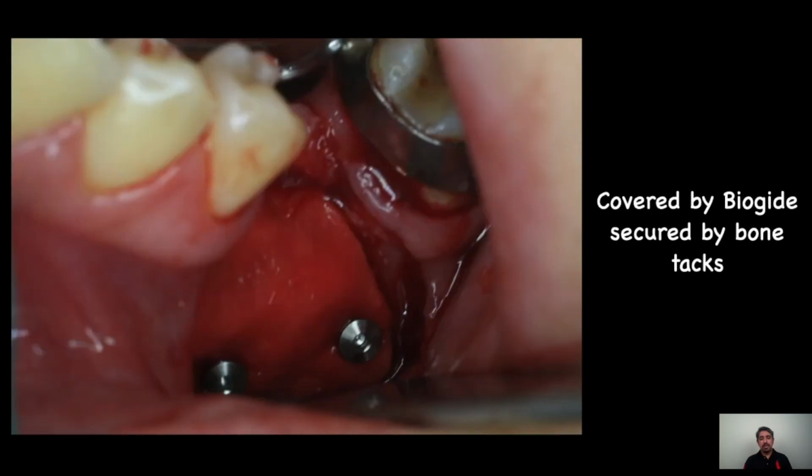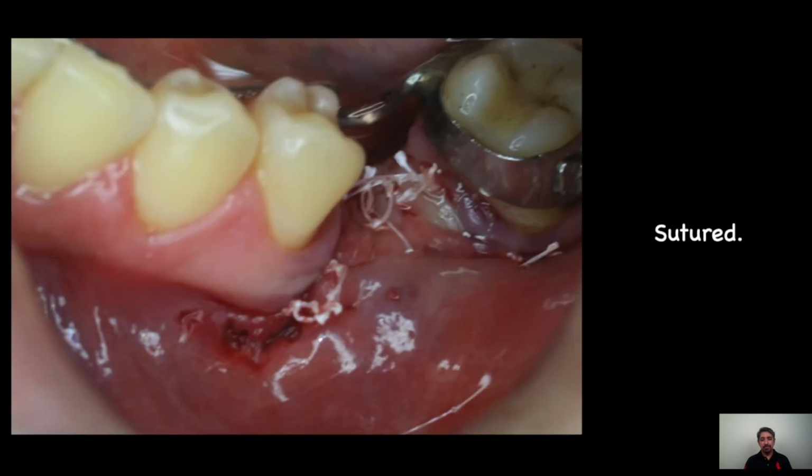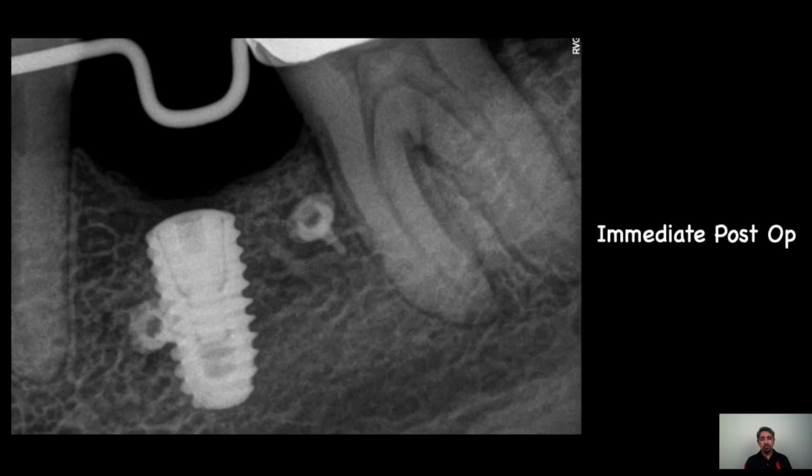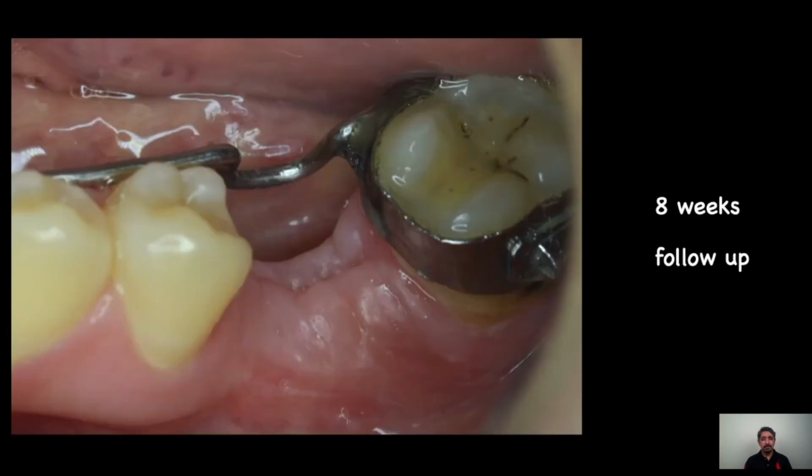The graft was then covered by the BioGuide collagen membrane, and the membrane was stabilized using bone tacks. The flap was then sutured using PTFE 5-0 sutures, and this is what the periapical radiograph looked like immediately following the surgery.